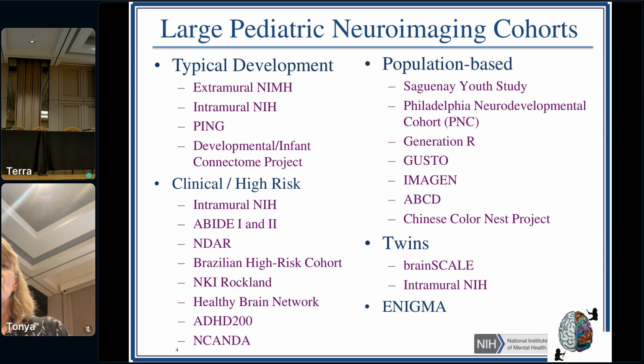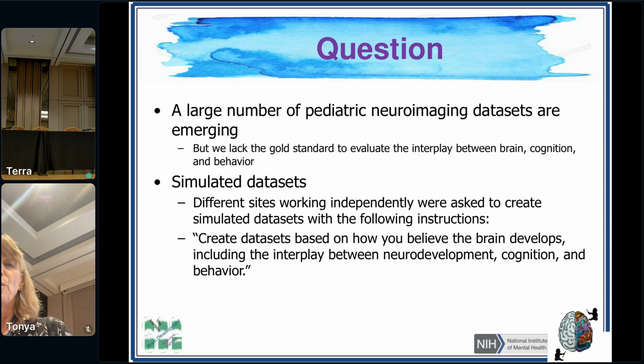There are a number of large pediatric neuroimaging cohorts, and this is a subsample of those that are available. But why create simulated data sets with all these data sets? Even though there are these large neuroimaging data sets, we don't have a gold standard. One way to figure out the gold standard is to simulate data sets, so you're programming a certain gold standard into your design. Later, these could potentially be tested with real data.